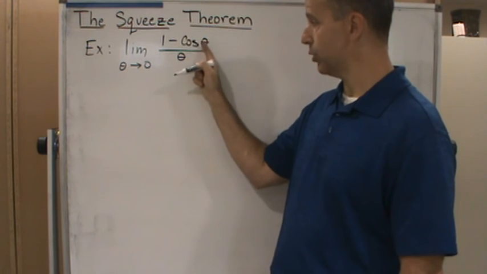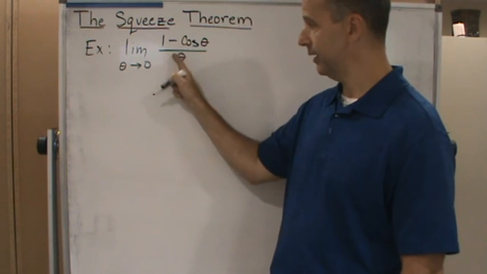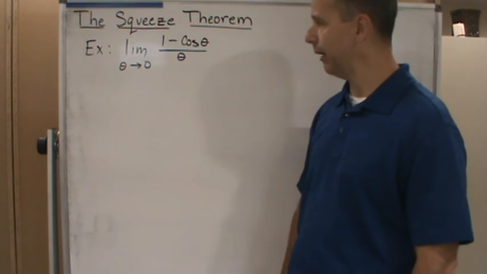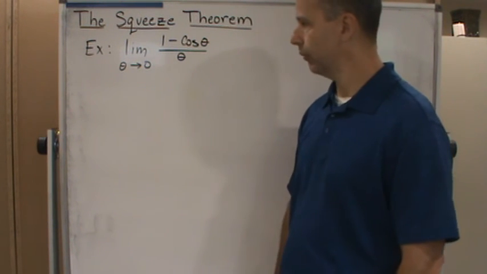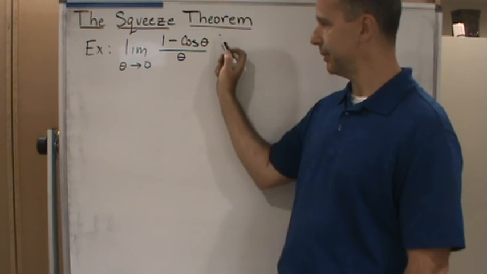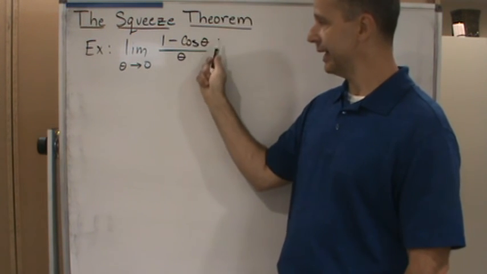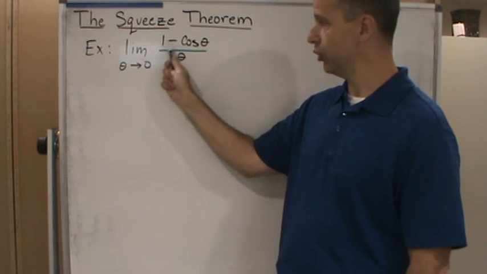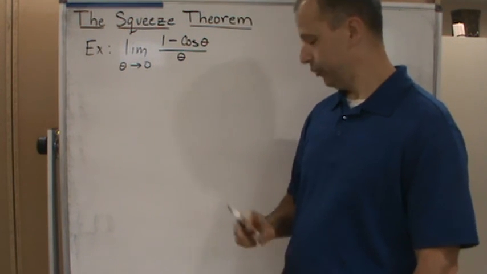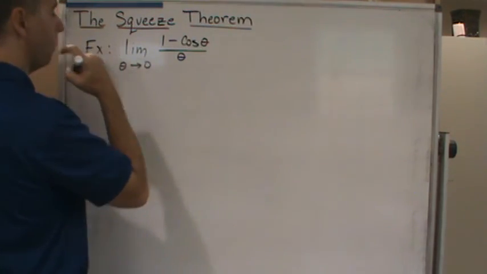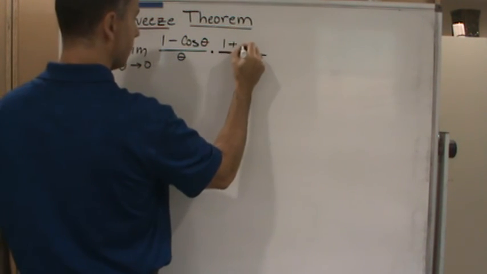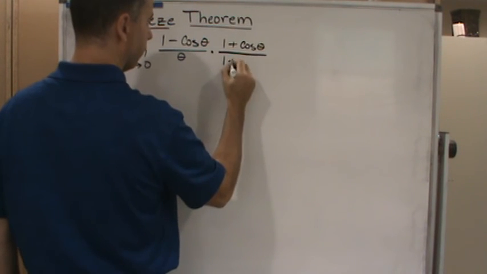Notice that we have 1 minus cosine theta, with theta in the denominator. There are a couple different ways we could do this, but we're going to multiply the top and the bottom by the conjugate so that we can use an identity in the numerator to get sine up there instead of cosine. So let's start by multiplying the top and the bottom by the conjugate, 1 plus cosine theta.